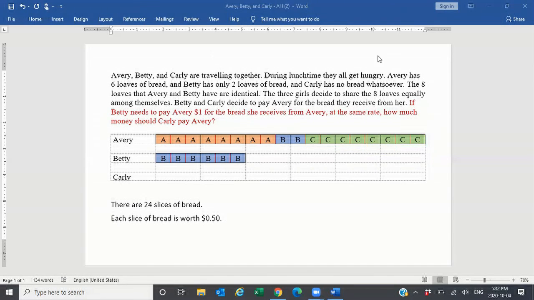Why don't I clear all of this and write that down? Carly should pay Avery $4. There we go. So we did the question.